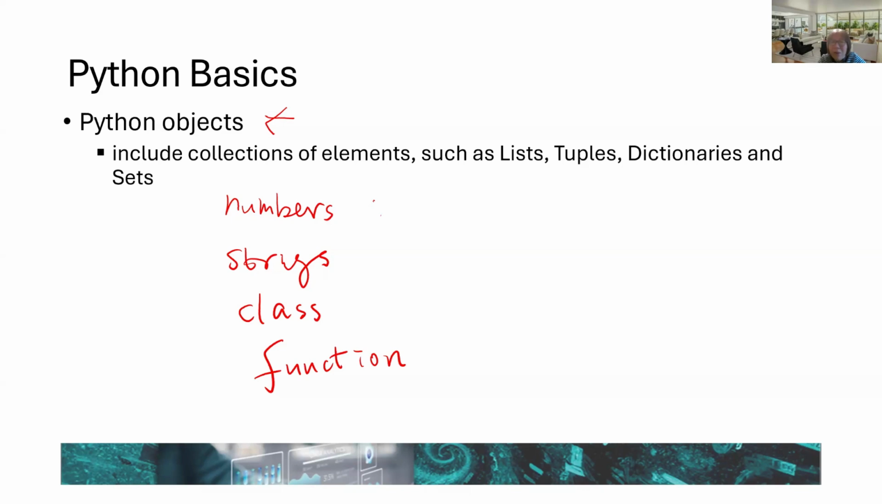In other programming languages, a class, or numbers which are primary data types, are not considered as objects. A function will not be considered an object. But in Python they are all considered objects. Later on in this chapter, we focus on those objects, data structures: list, tuple, dictionary, and sets.